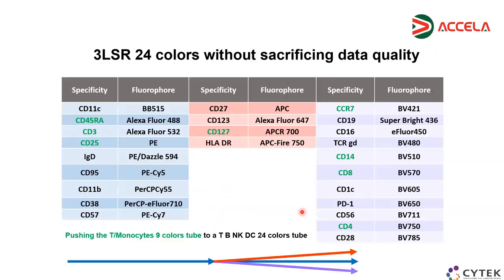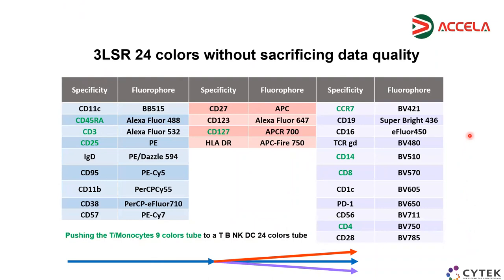And then we have added 2 more lasers. So 3 lasers, as you can see, these are the existing original antibodies. So we have increased the number from the existing 9-color tube for T, monocytes, B, and NK cells to generate such a nice 24-antibody panel. This is a quite nice optimized panel, which is a bit like our gold standard for three-laser customers who want to start to increase their existing panel.